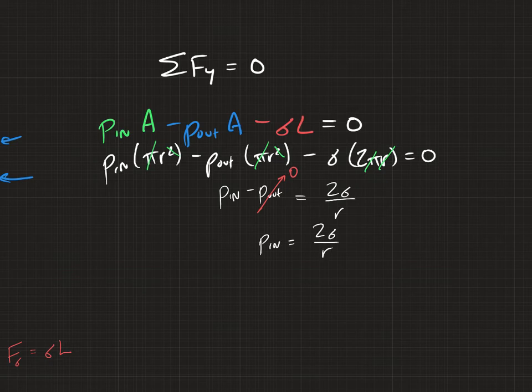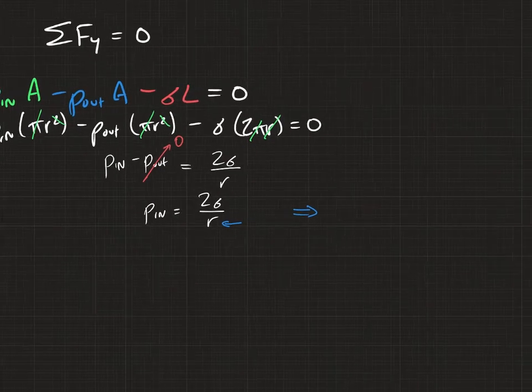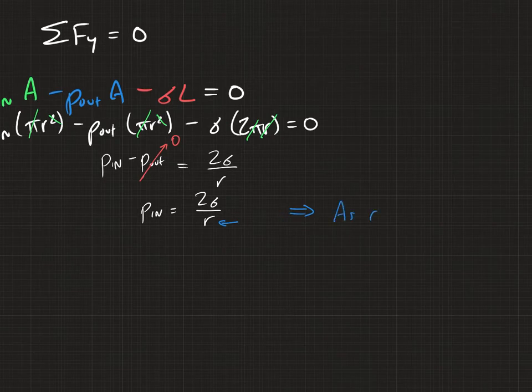And so from right there, we should be able to see that as we add larger and larger numbers to r, so this is part B, P in is going to get smaller. So right here, I could just do an aside and say, as r increases, P in decreases. So that's part B.